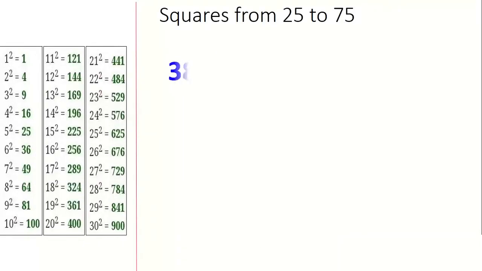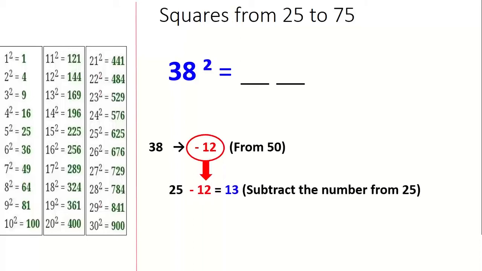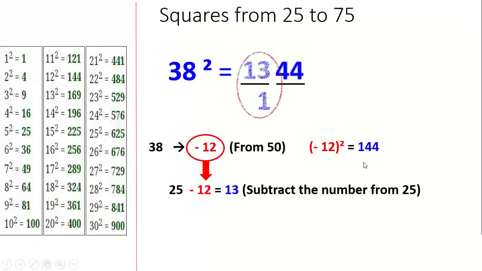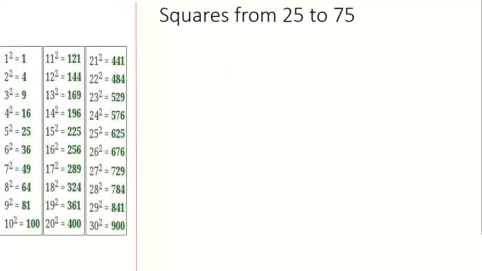Let's take one more example. 38 square. It's 12 less than 50. So what I'm going to do is 25 minus 12 is 13. And the square of 12 is 144. But hold on. We have discussed I am only interested in the last 2 digits. So what will happen to this one? It will be carried forward to the next number. So 13 plus 1 becomes 14. My answer is 1444.